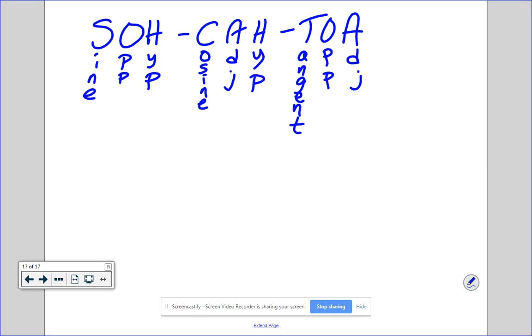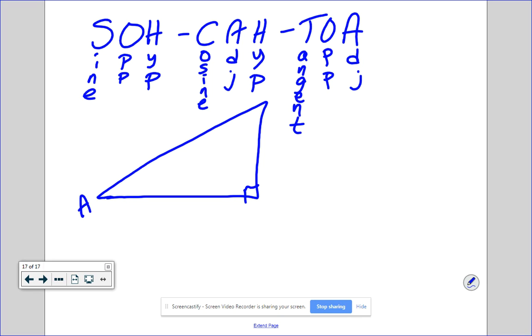But pick whatever way you want. You can come up with your own acronym, mnemonic, whatever you want to do. The big thing you have to remember is, it matters which angle is your reference angle. So this time I'm going to say B is up top, because again, A and B, it doesn't really matter.